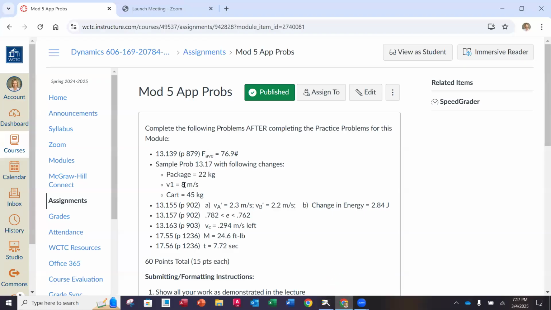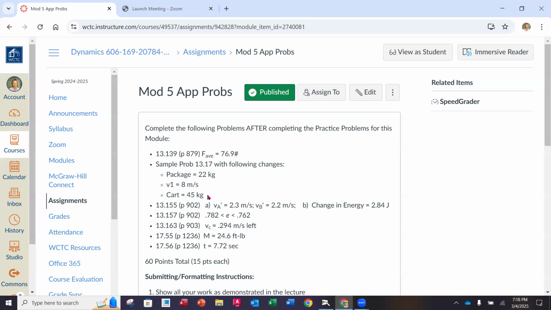The second one that you have, we did not do sample 13-17, okay? What I want you to do is follow that example along using the numbers that you see here. So even though they're going to have their own values, you're going to differ in that the package is going to be 22 kilograms. Your velocity 1 is going to be 8 meters per second, and the cart is going to be 45 kilograms. Follow the problem exactly, just using different numbers here.